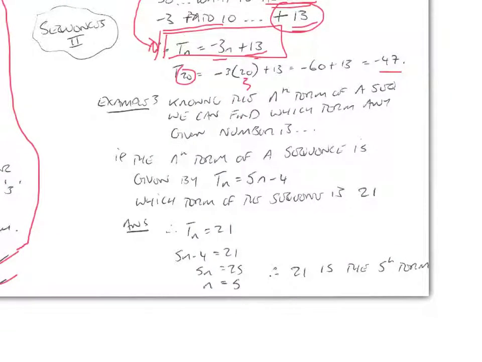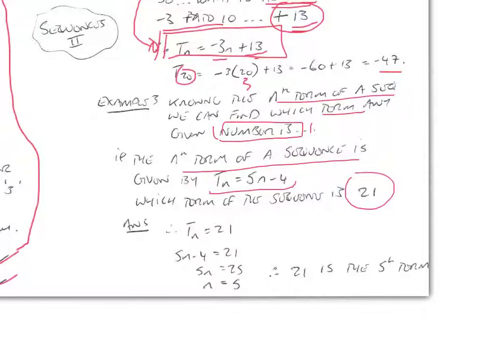And the third type of problem we might meet using the nth term rule is if we know the nth term of a sequence, we can find which term any given number is. Okay, so they'll give us a number and say what term is that? Where is it? What position is it in the sequence? For example, the nth term of a sequence is given by Tn equals 5n minus 4. Which term of this sequence would be equal to 21? What's its position? Its n value.